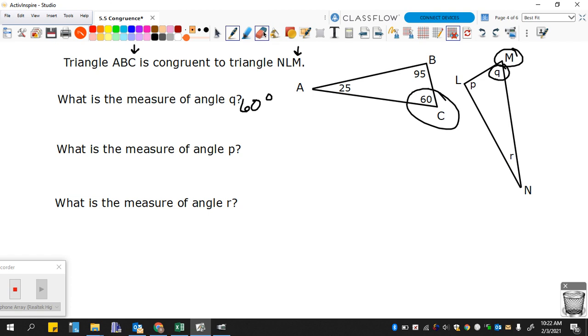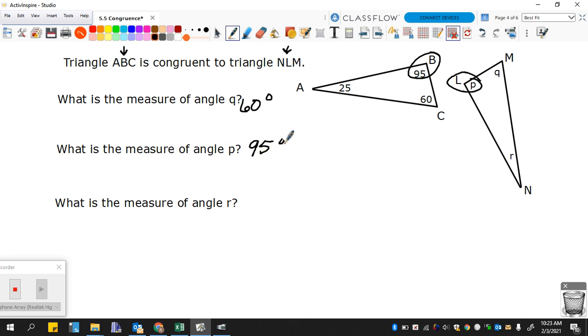The next question says, what is the measure of angle P? P is L, and L is the middle one. So B is the middle one, and that's the corresponding angle. B is 95, so that's 95 degrees. Then angle R is N, and N is the first one, so A is the first one. A is 25. We use those corresponding angles to figure out the angle measure.